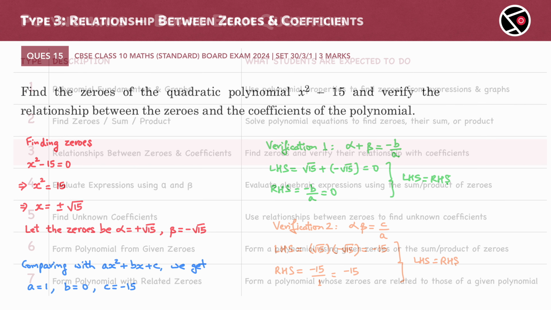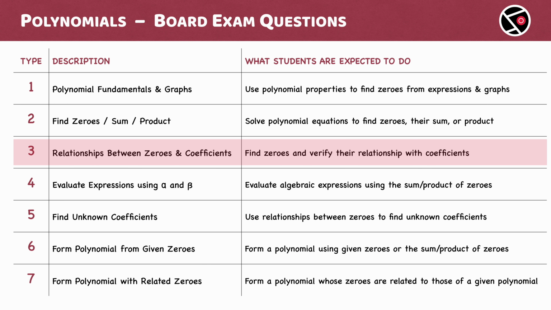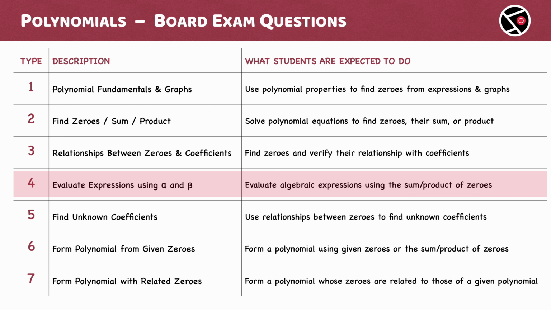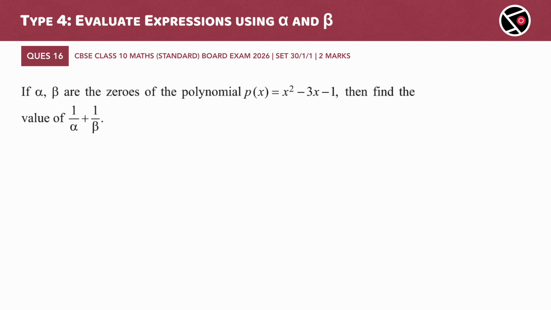This brings us to the end of type 3. Let's now move to type 4. In these questions, the zeros are usually given to us. Using the sum and product of the zeros, we have to evaluate different expressions. Here is our first type 4 question. Alpha and beta are zeros of a polynomial, and our task is to find the value of 1 over alpha plus 1 over beta. Pause the video and give it a try.